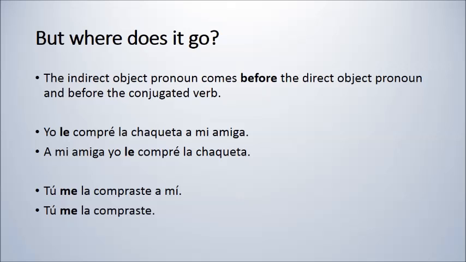¿Tú me la compraste a mí? We have an indirect object pronoun and a direct object pronoun because me is the indirect object because the jacket was bought for me. But since we already mentioned the jacket, we can just use la. And like I said, a mí isn't really necessary because we already know who the indirect object is thanks to the pronoun me. So we can just say, tú me la compraste.